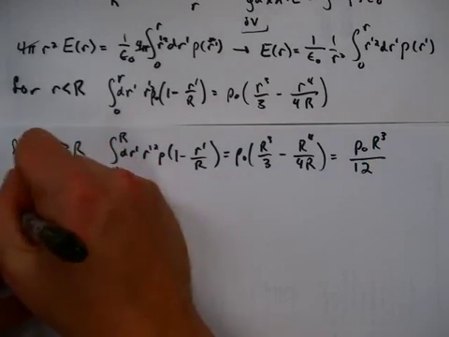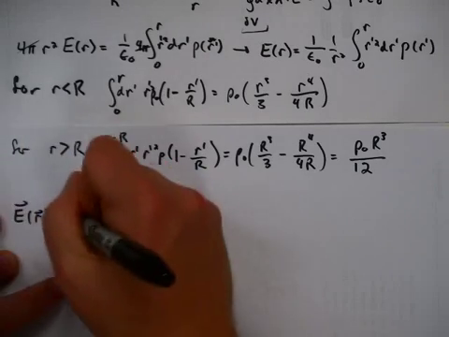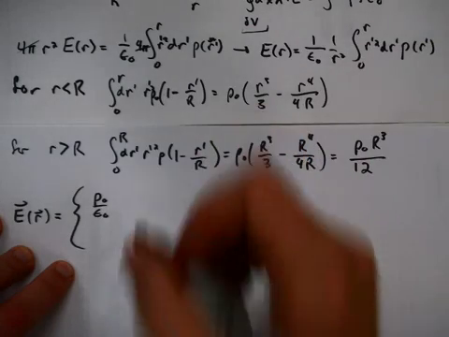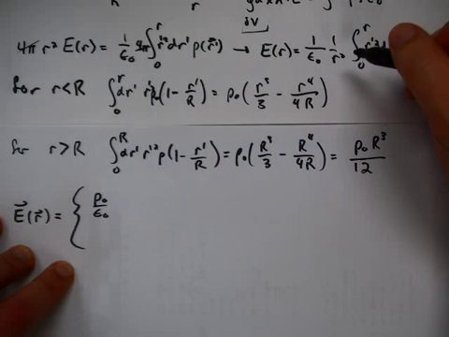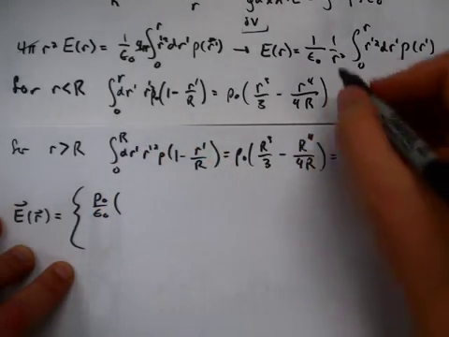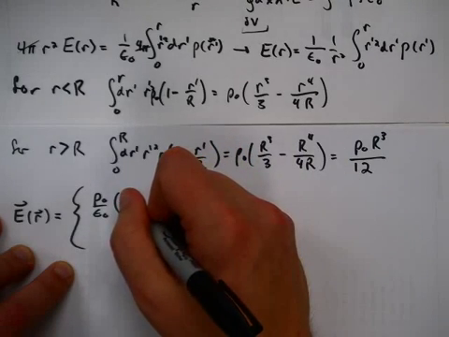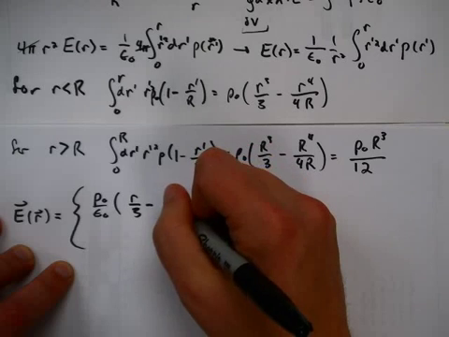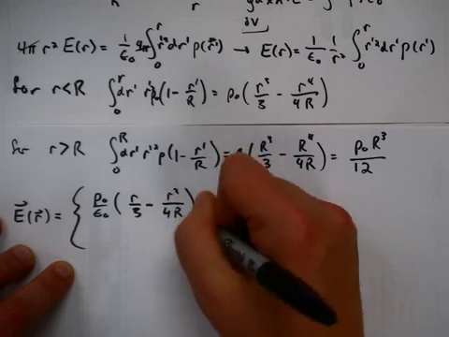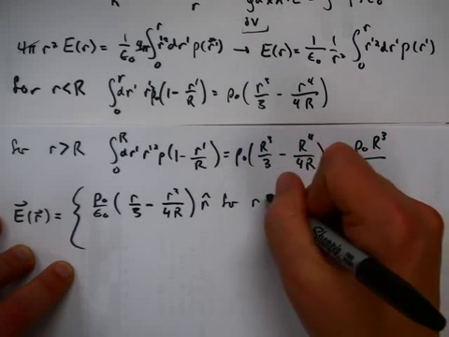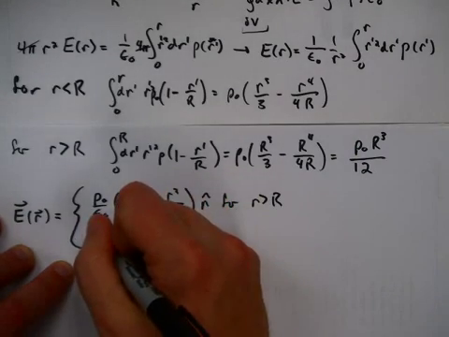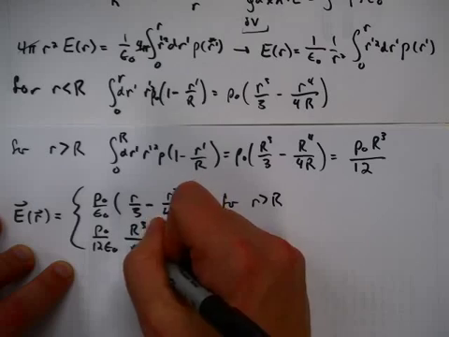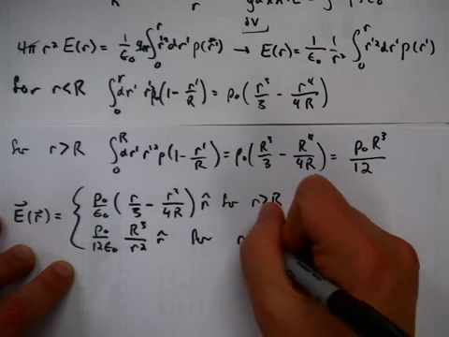And so now we can write E of r. We have to break this into two regions. This will be rho naught over epsilon naught, with the 1 over little r squared distributed in, giving us r over 3 minus r squared over 4 capital R, times r hat, for little r less than capital R. And it will give us rho naught over 12 epsilon naught times capital R cubed over little r squared, r hat, for little r greater than capital R.